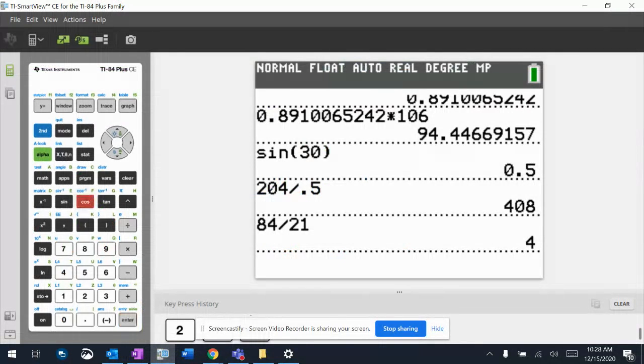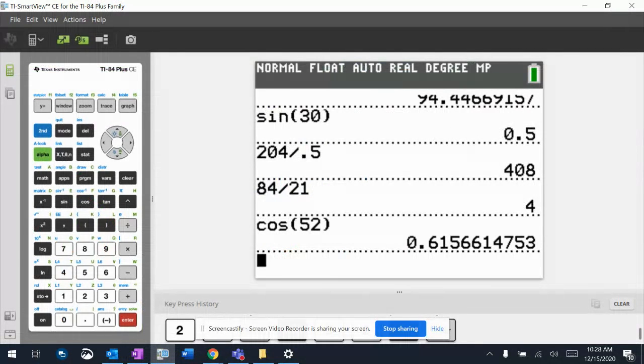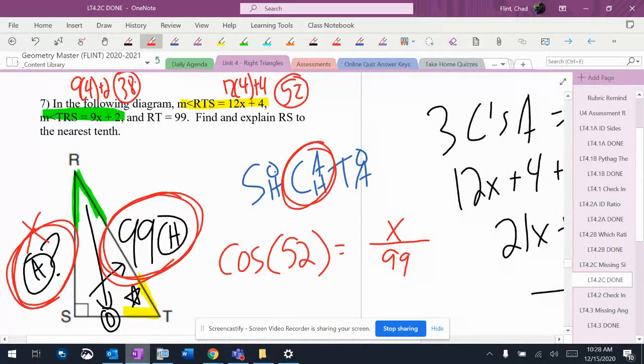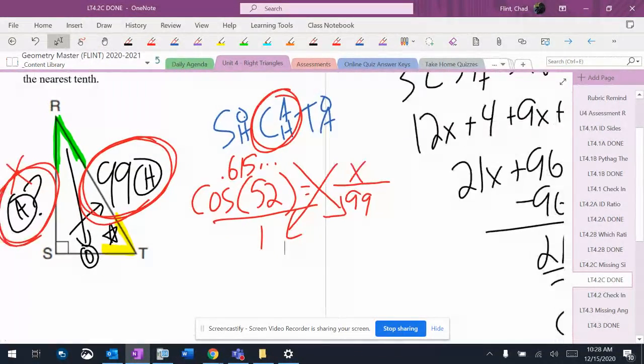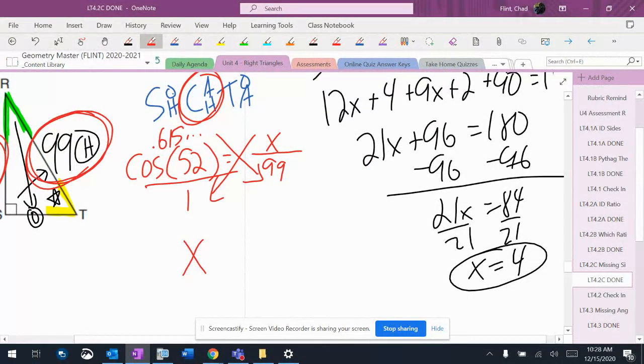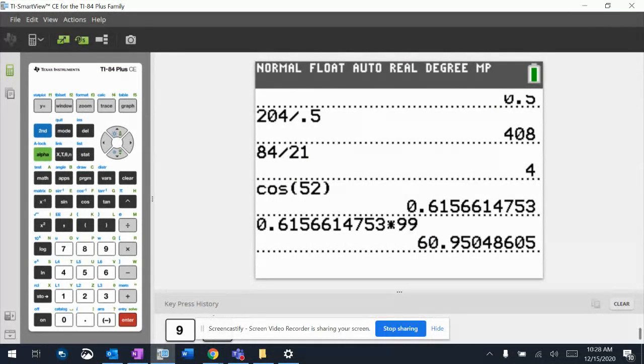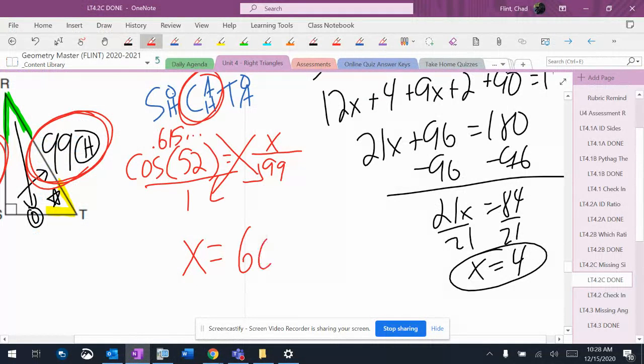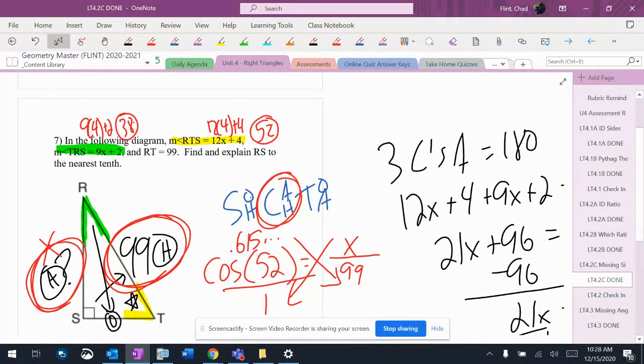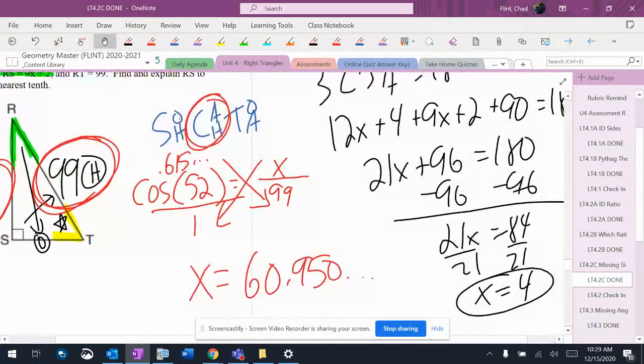I'm going to take a calculator and do cosine 52, and I get 0.615. I know the angle, so I'll put it over 1, and then I'll cross multiply. It's the good scenario where x gets multiplied by 1, and I get x equals, and I just have to multiply those two things together. So it's that decimal times 99, and it gives me 60.950.